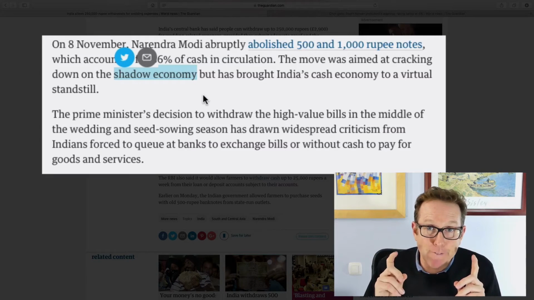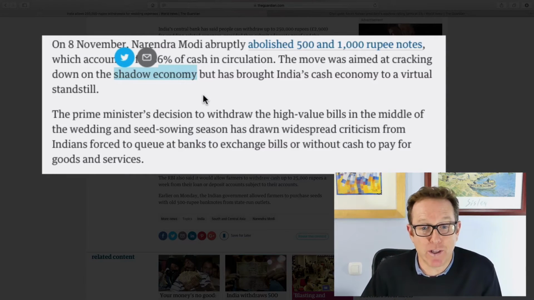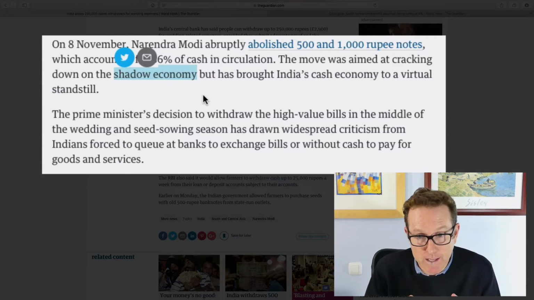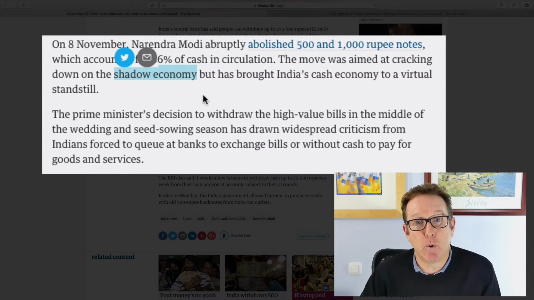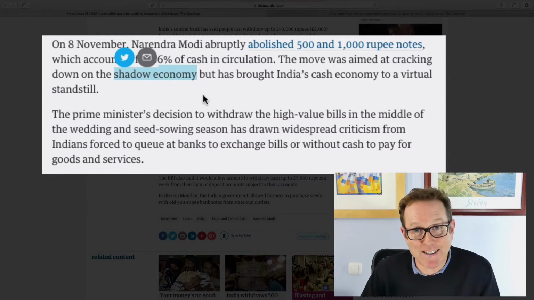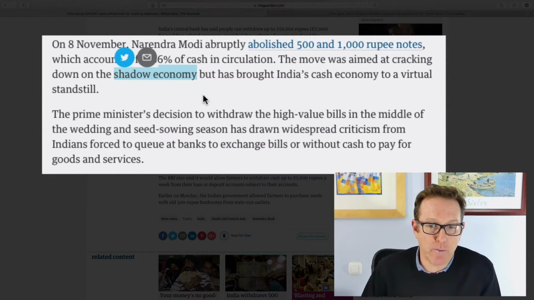The unofficial economy of a country, the shadow economy, the cash economy, let's say, which has brought India's cash economy to a virtual standstill. Okay, if you bring something to a standstill, it means that it doesn't work properly or it doesn't move anymore. So the cash economy has been brought to a standstill because the government is trying to crack down on the shadow economy.